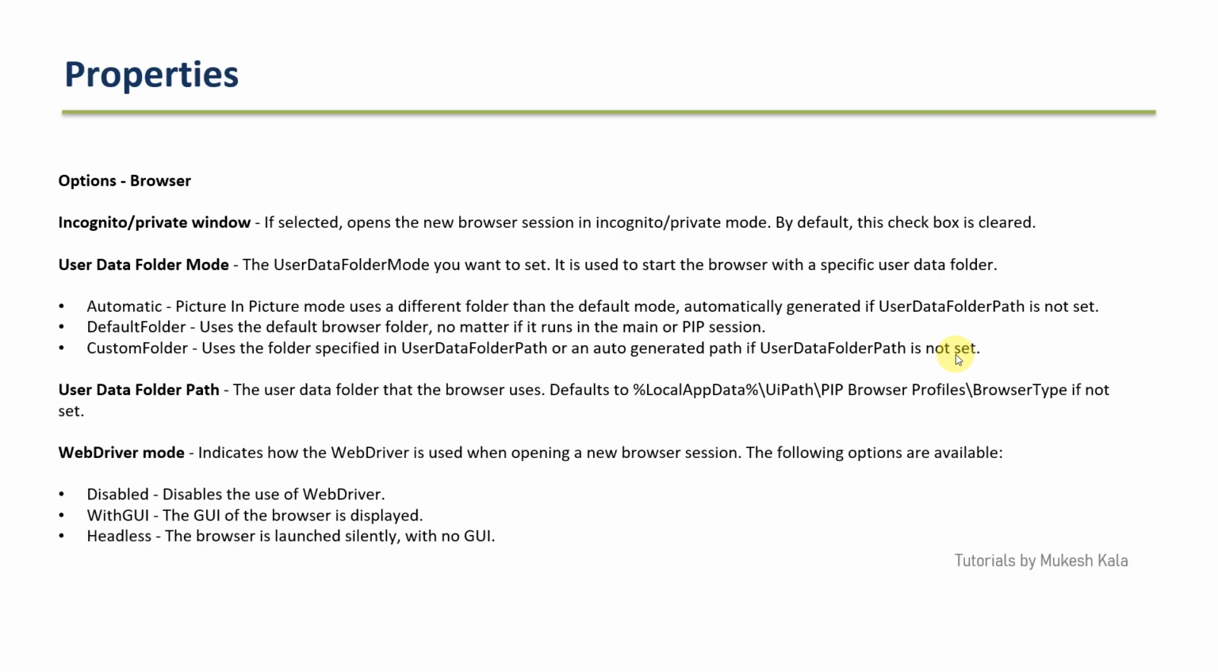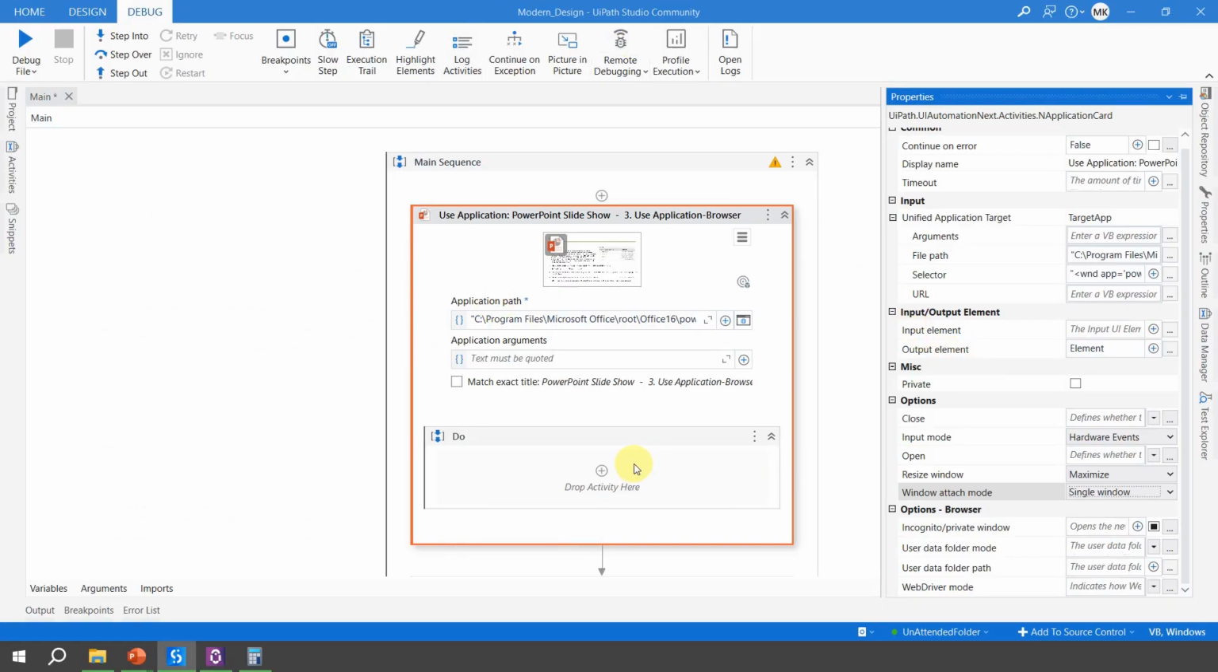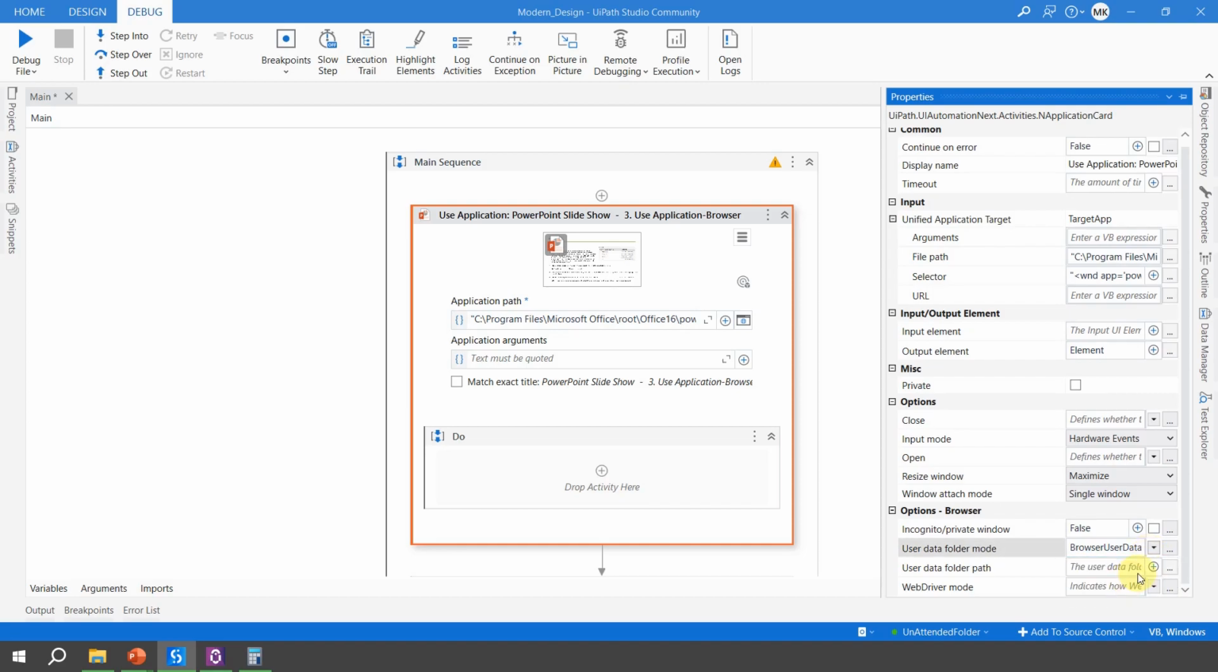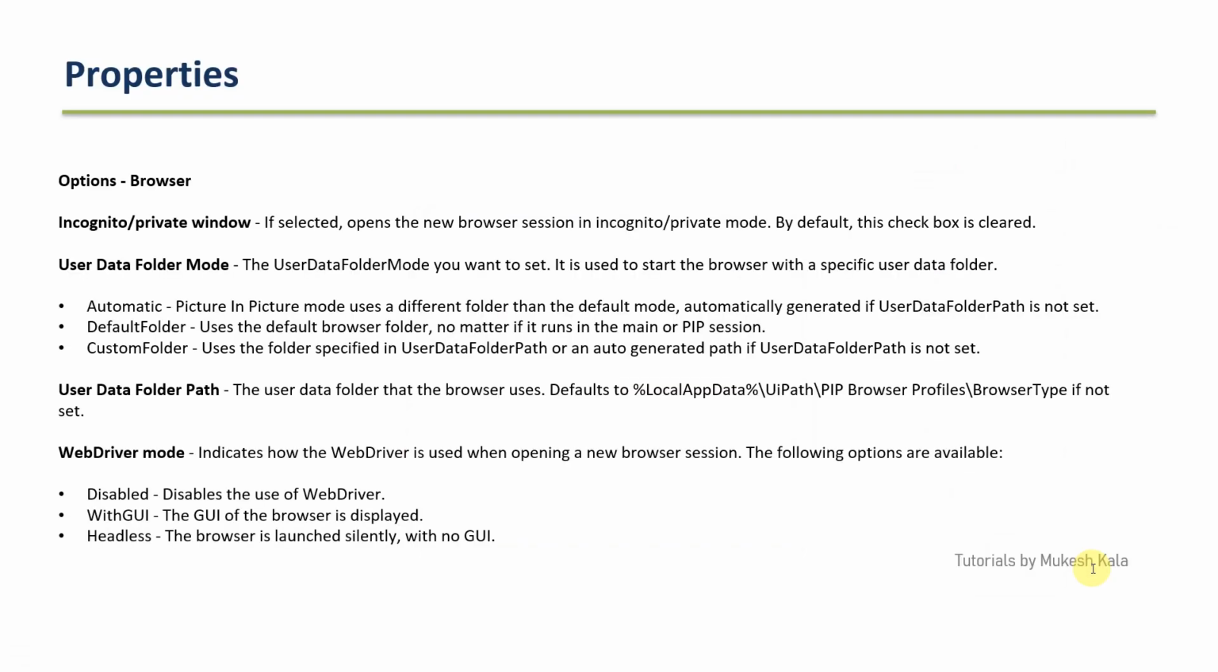The last one. If you go back to the activity, you would see here this was the incognito. User data folder mode. Do you want it to be automatic? Do you want the default folder, or do you want the custom folder? As soon as I select the custom folder, I am telling UiPath to use this folder. So that means now you would have to provide the folder path here. Now what happens if I do not provide that folder path? If I don't provide that folder path, it defaults to this location.